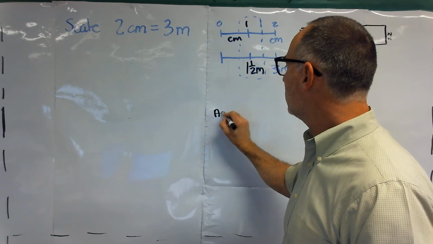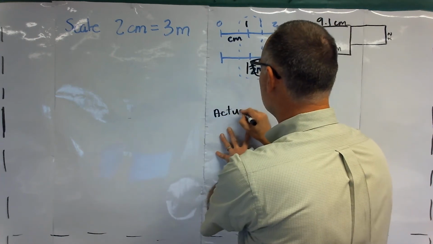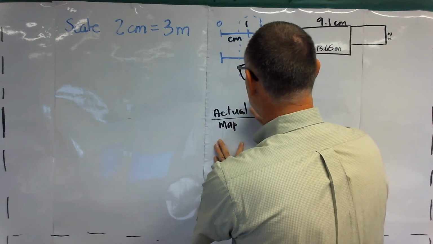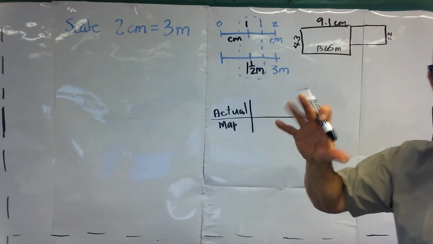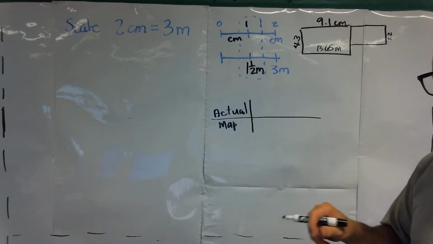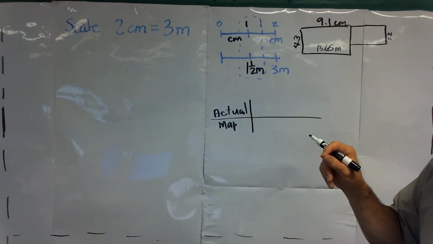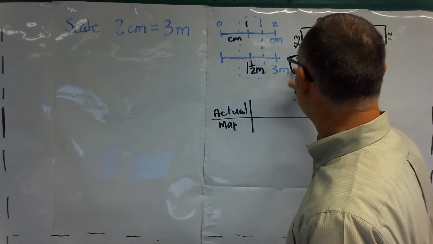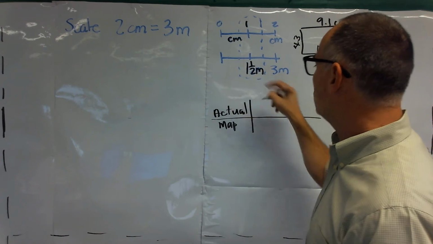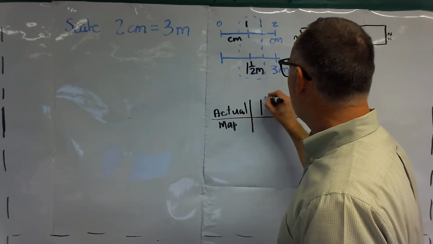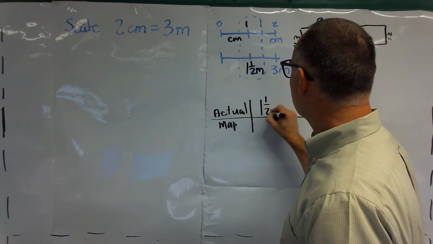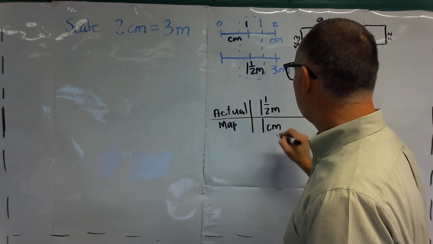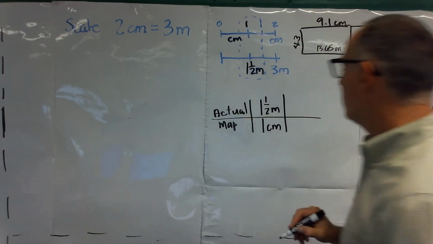So let's do it differently this time. Let's do the actual length and the map length, and we'll just swap those, right? The ratio is the same, so we just have to make sure we keep our units in the right places. So the actual is in meters, so that's going to be one of these two. So let's say 1.5 meters is the same as 1 centimeter, right? I know that's my scale.